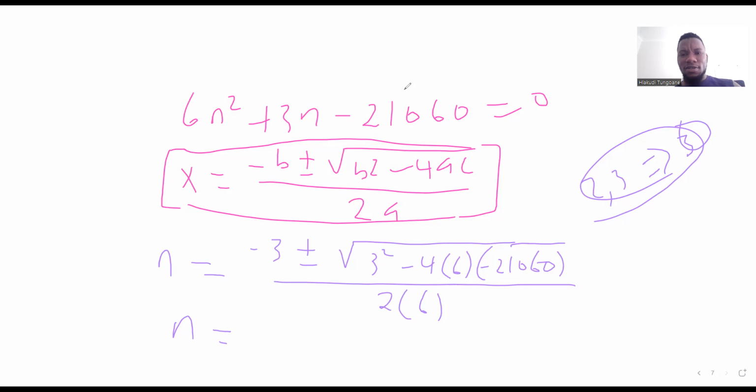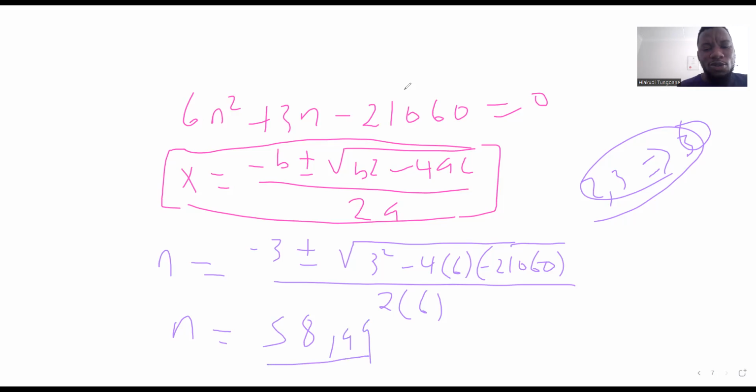Okay, so let's see if you solve for that. Minus 3... okay, so the positive n that I get is 58.